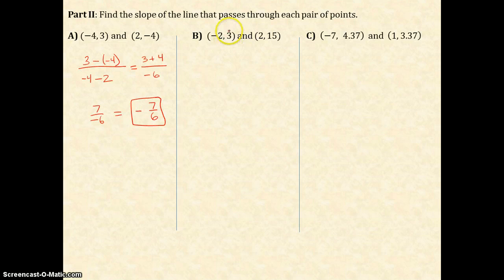Alright, over here, the y minus the y. Since 15 is bigger than 3, I'll do 15 minus 3 on the top. So the y values on the top, and then 2 minus -2 on the bottom. And whenever you subtract a negative, it turns into plus. So 15 minus 3 is 12. 2 plus 2 is 4. And 12 divided by 4 is 3.